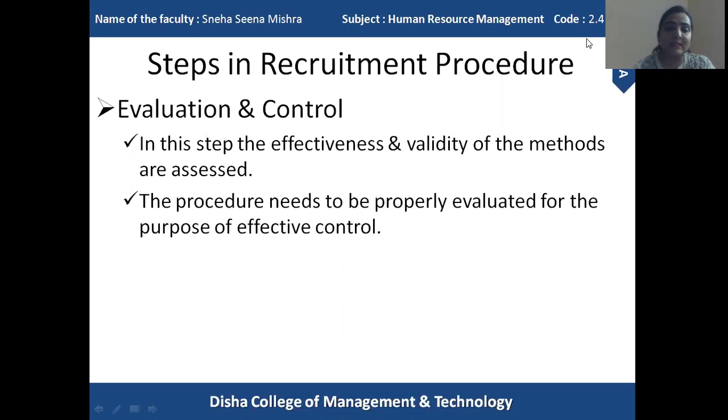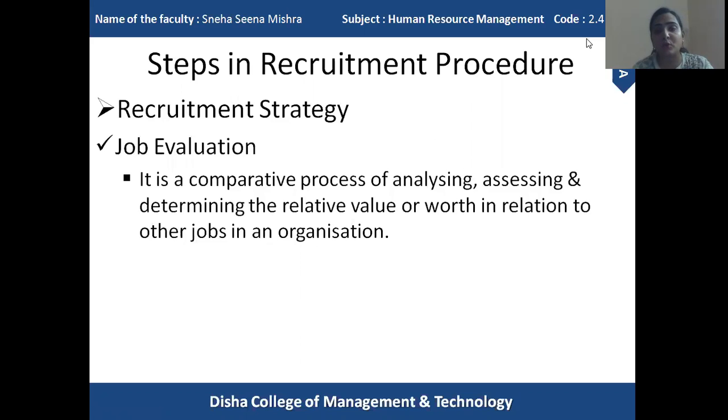So these are the various steps which are followed in order to prepare an effective and a suitable recruitment procedure, which will provide the organization with suitable candidates, and these candidates would be eligible and efficient enough to do a particular job. So this is the last topic related to recruitment.